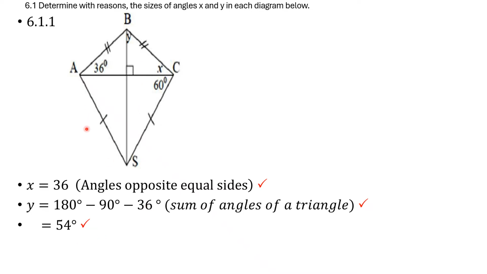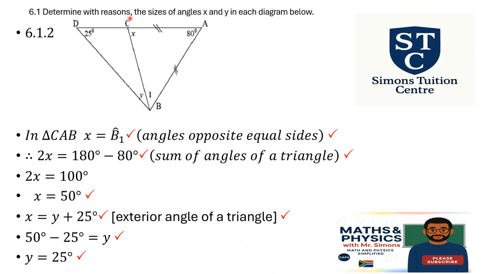That whole shape put together is referred to as a kite, just to refresh your memory. Let's look at the second problem. Determine, with reasons, the sizes of angles x and y in each diagram. So there we have x, and here we have y.